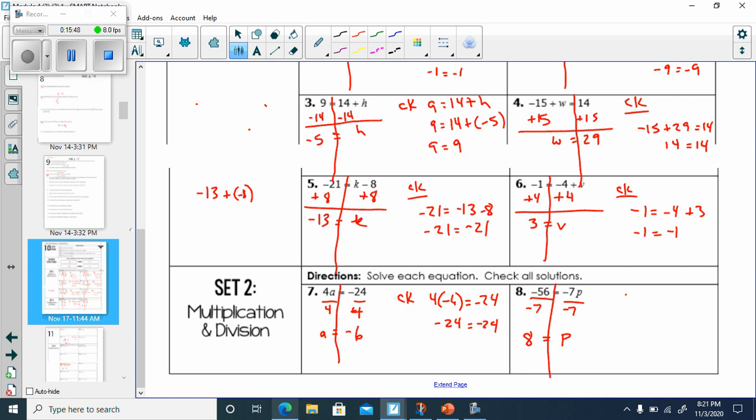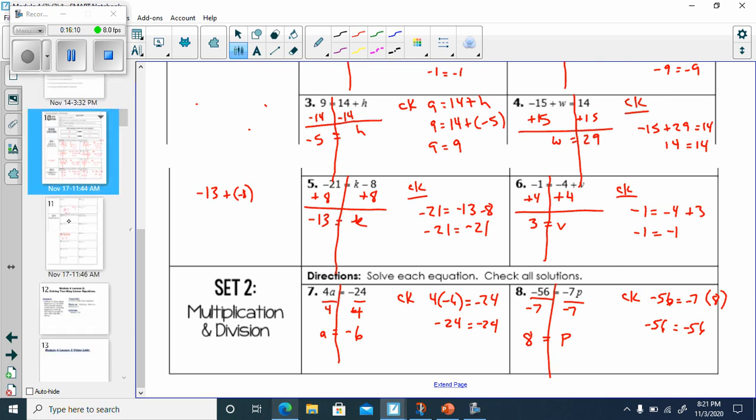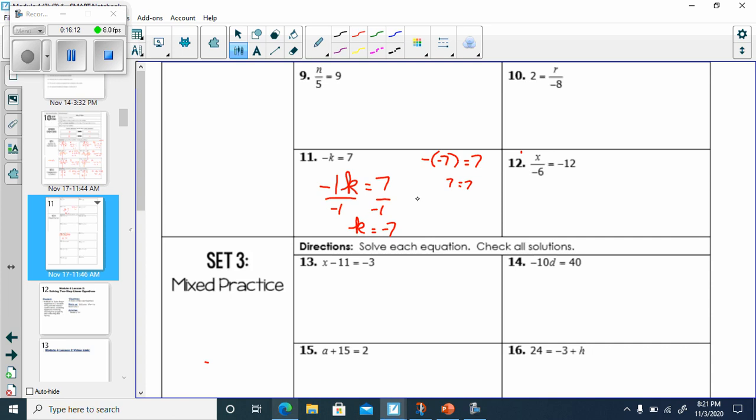Now to check our value, we plug it back in. Is negative 56 equal to negative 7 times 8? Negative 56 is equal to negative 56. So this is correct. 8 is indeed P. The value for P is indeed 8.